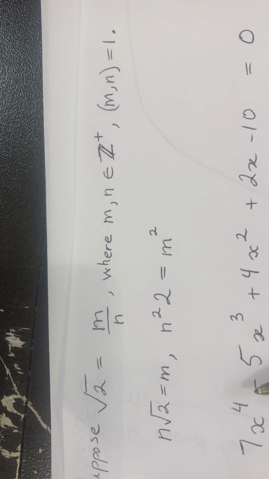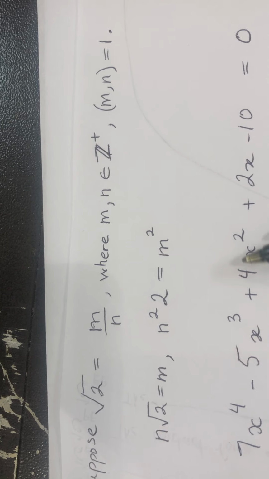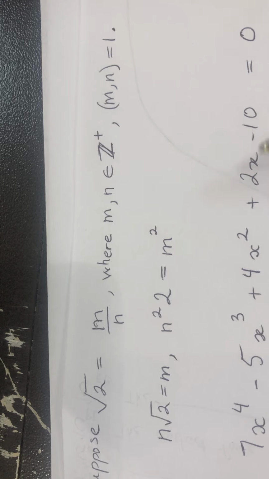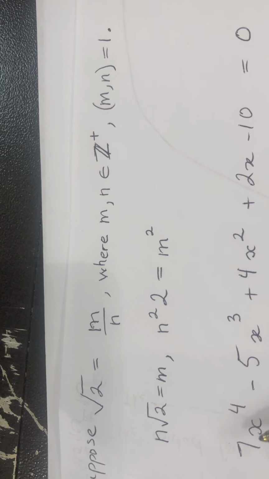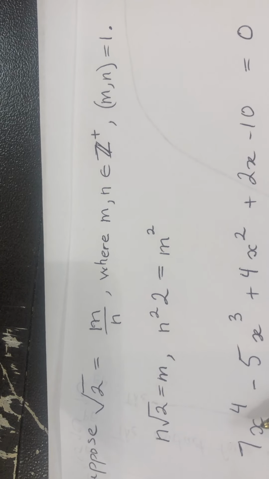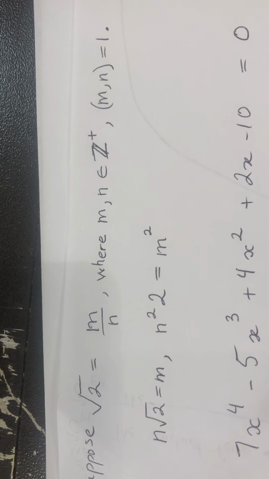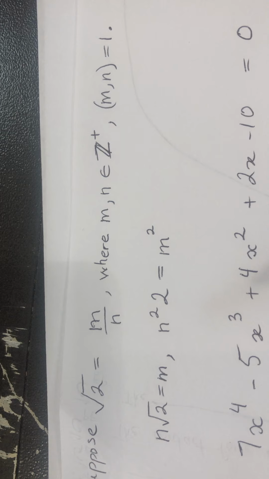So imagine that all these terms in the middle don't exist, and it's just the 7x to the 4th and the negative 10. Imagine this is just an x. Now, if we solve this, we would get x equals 10 over 7. So it's like 10 over 7. So the numerator is basically the 10, and the denominator is the 7.